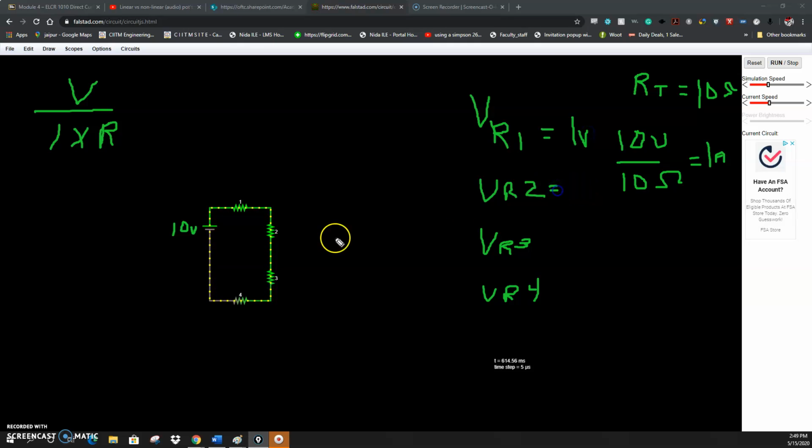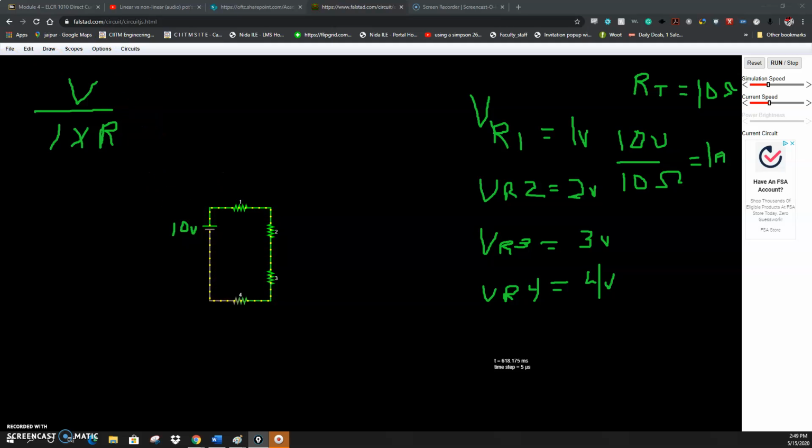I'll have 1 amp through this 2 ohm. That's going to equal 2 volts. This one's going to be 3 volts. And this one's going to be 4 volts. I made this where the math was easy, and we'll do one in a moment, maybe, where the math is not. But we're going to verify that we have that much current.